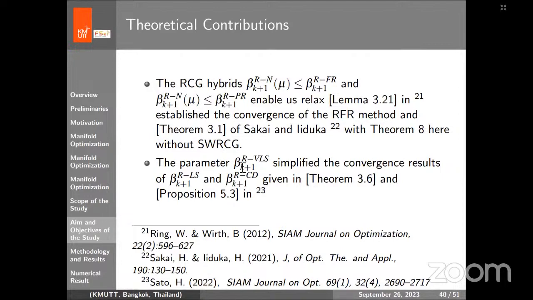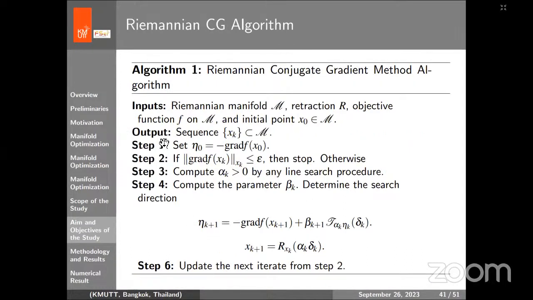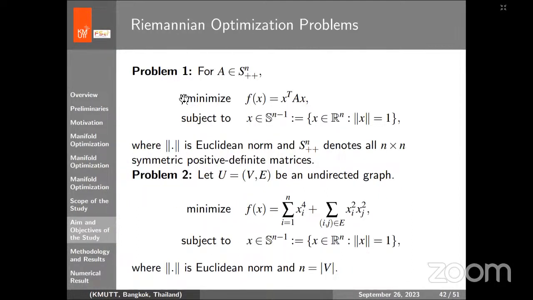The same happens to VLS with regard to beta k RLS and RCD, which are given in Sato and Sakai and Iiduka, sorry, which are given in Sato 2022. As for the algorithm, we use it to solve some Riemannian optimization problems in order to show the robustness of our algorithm. So these are some of the problems we solve in order to show the robustness of our algorithm.